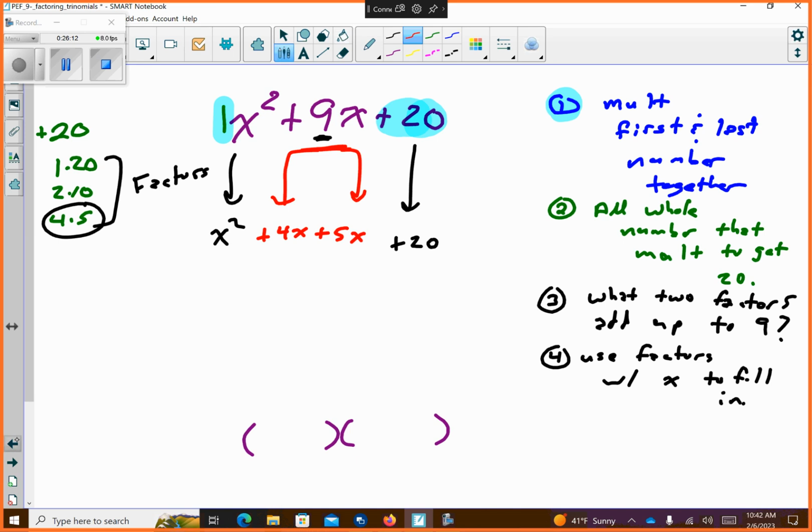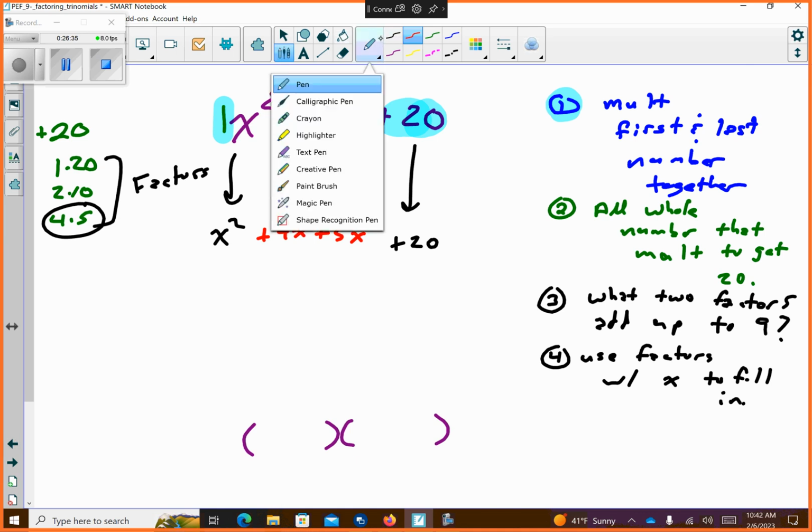Everyone's good? 4 terms? Happy? Now, disclaimer. I could have had this be 5x. I could have had this be 4x. This order doesn't matter. I could flip it either way. I had to put it one way or the other. Okay. So now, put your pencils down and just watch.